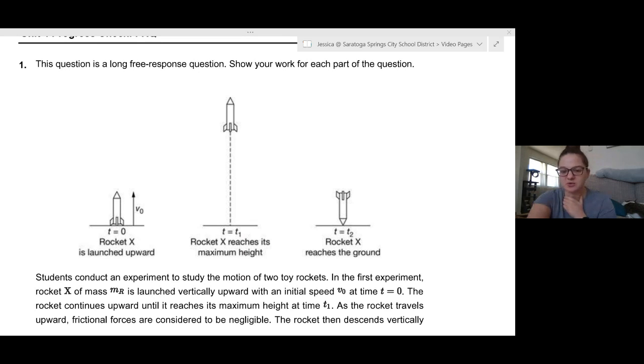hold on, my computer's saying I have bad Wi-Fi. I don't know why it's saying that. I'm sorry if the call quality sucks.